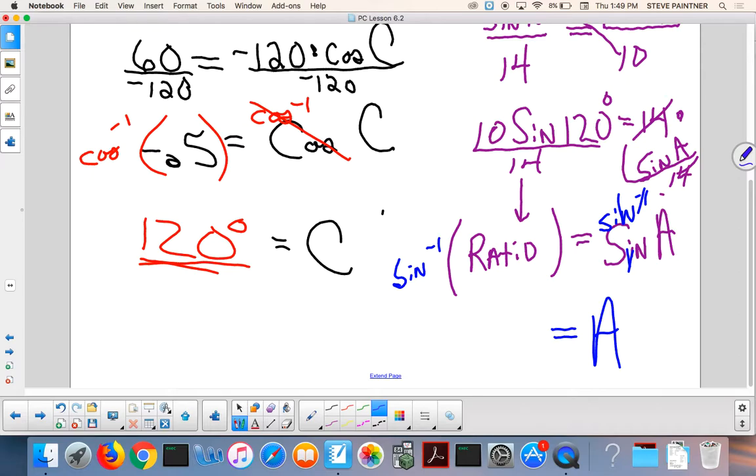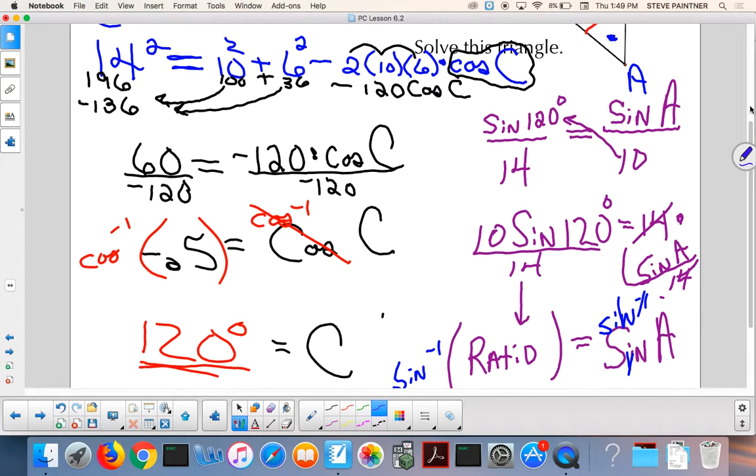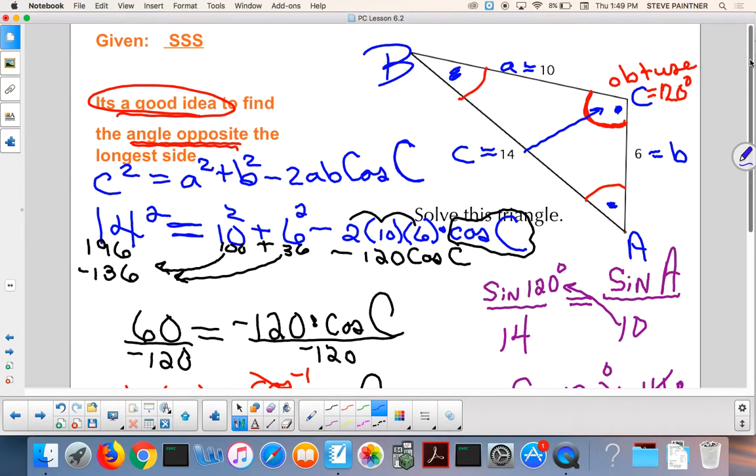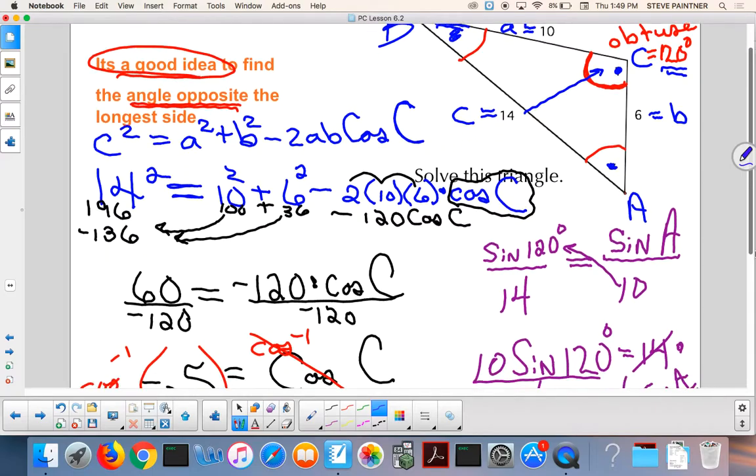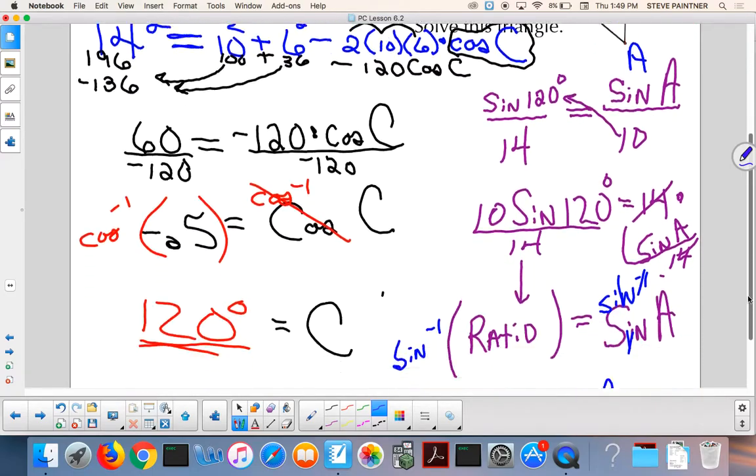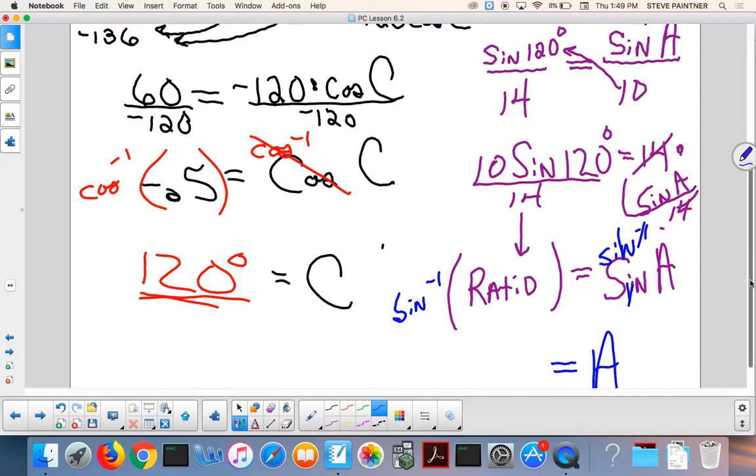Everett, what'd you get for A? I didn't do A. What would you do? Did you get B? You must have got B then, right? Yeah. What's B? 21.8. You should already have A. You know this one's 120. You know this one's 21.8. You should have my A. What's my A? 38.2. 38 what? 0.2. Okay. 38.2.